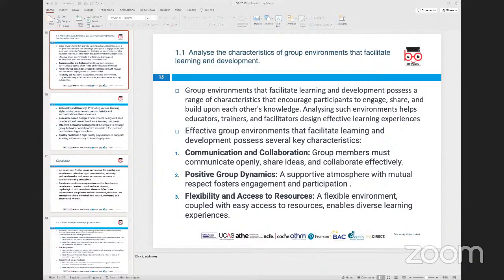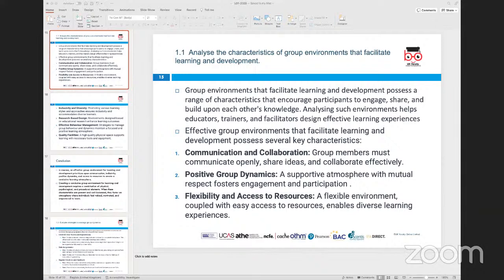Now, when we talk about group learning environments and what they facilitate, we are essentially talking about the development of educational settings which are going to be important for ensuring that the teaching in the classroom is effective. One of the prominent frameworks related to the characteristics of group environments that facilitate learning and development in the classroom was, and it's a bit of a tongue twister, Vygotsky's sociocultural theory.